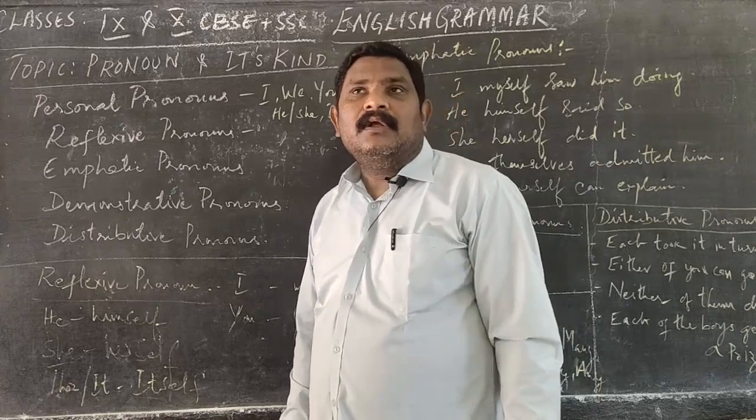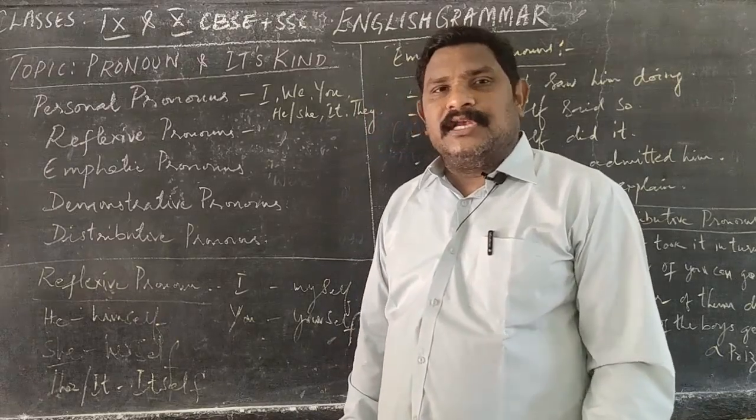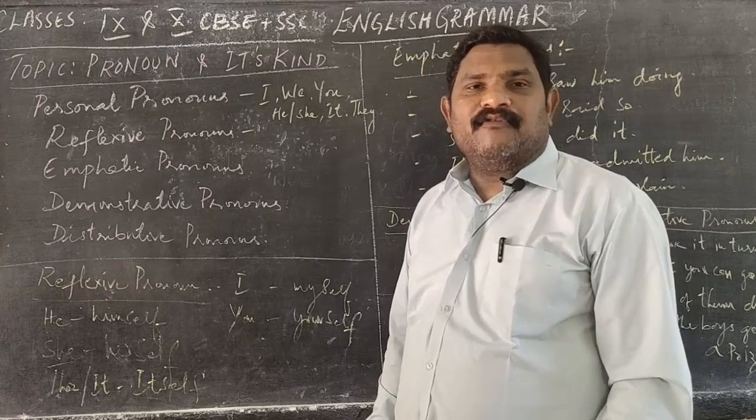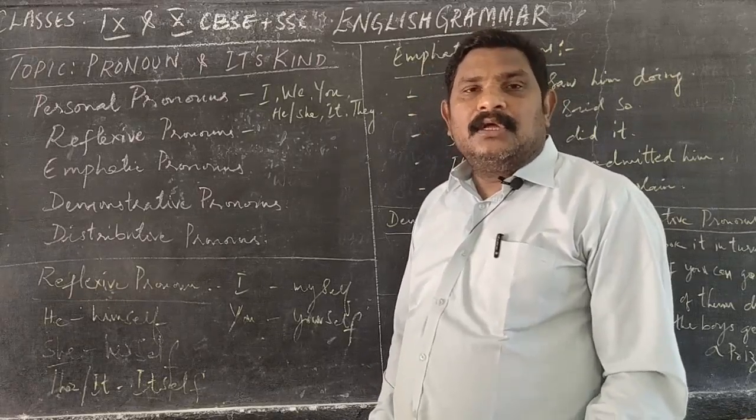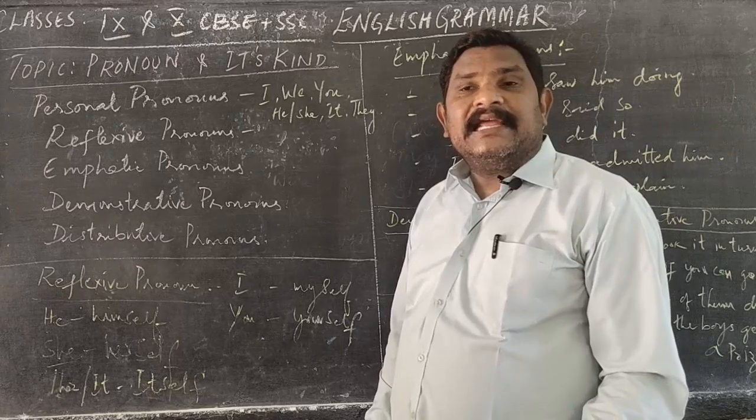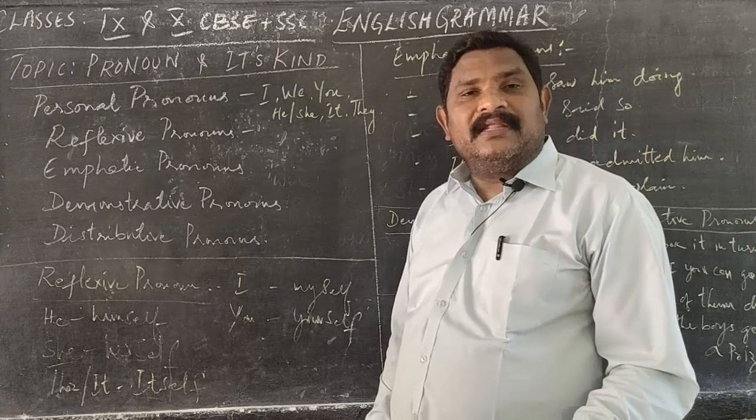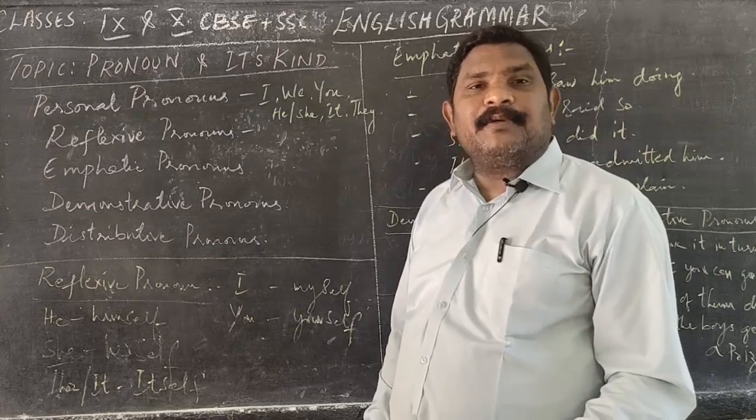Now, all nouns are naming words. Name of a person, name of a place, name of a thing, name of an object. All the naming words are nouns. Now when naming words are there, instead of them, what can be used? We can replace them with pronoun words, a set of pronoun words.